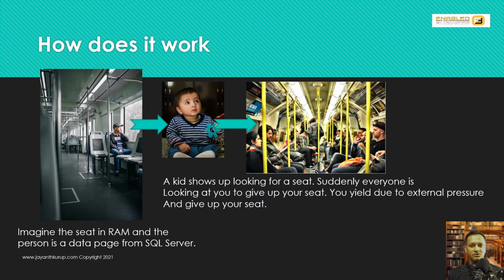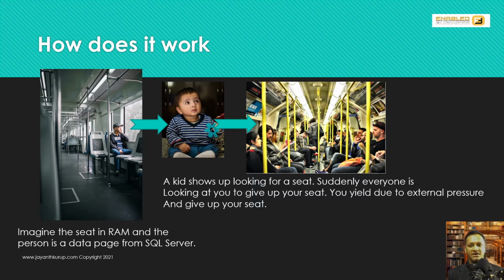So let's assume that you're sitting inside a subway or in a train and there's a seat. That seat is basically your RAM. And you're a data page. You've just gone and sat in the RAM over there. You're finally doing what you're supposed to, right? You're going from A to B. You need a seat. You're sitting over there. Everything is good. Now, what happens is that you're basically performing the query execution at this point and everything's nice.